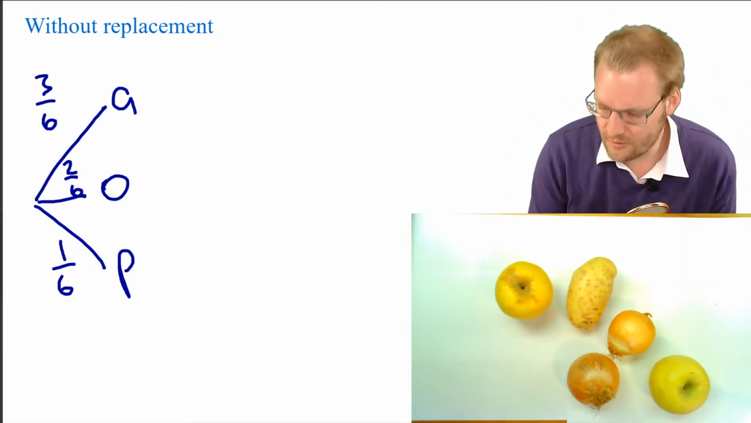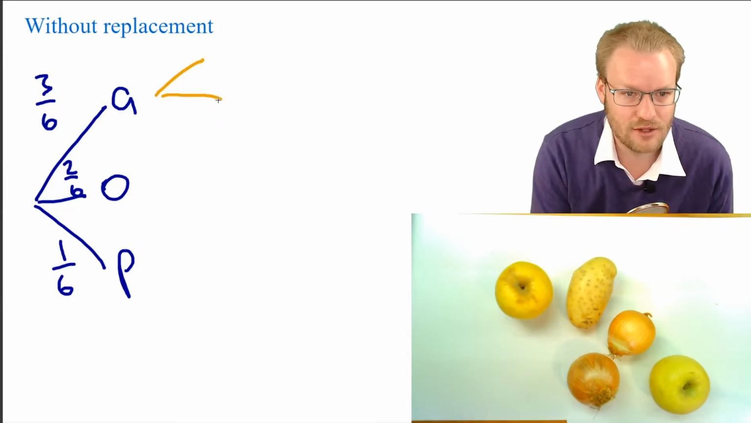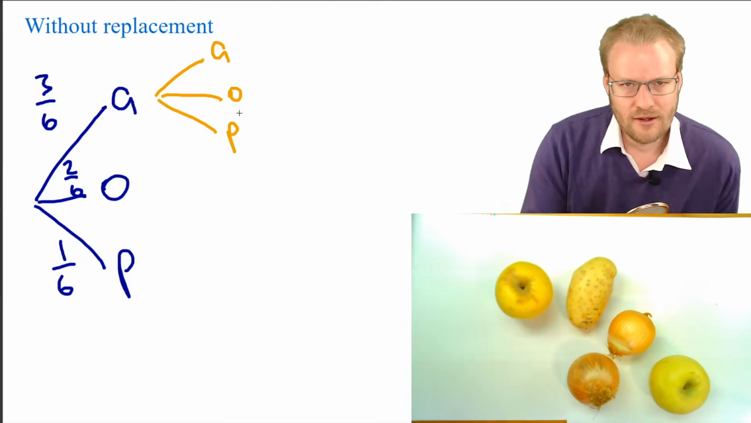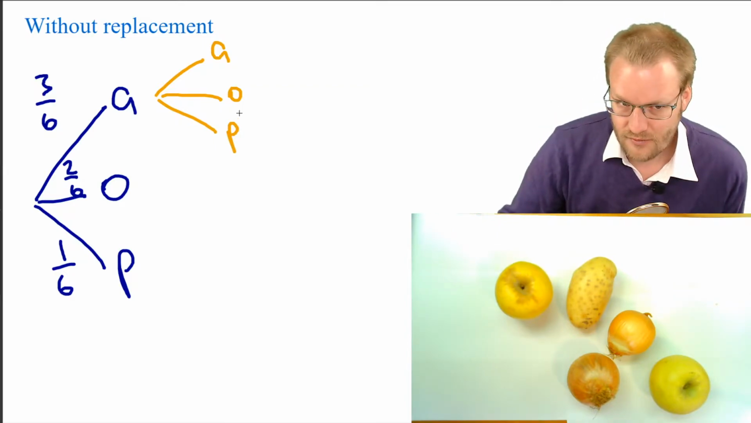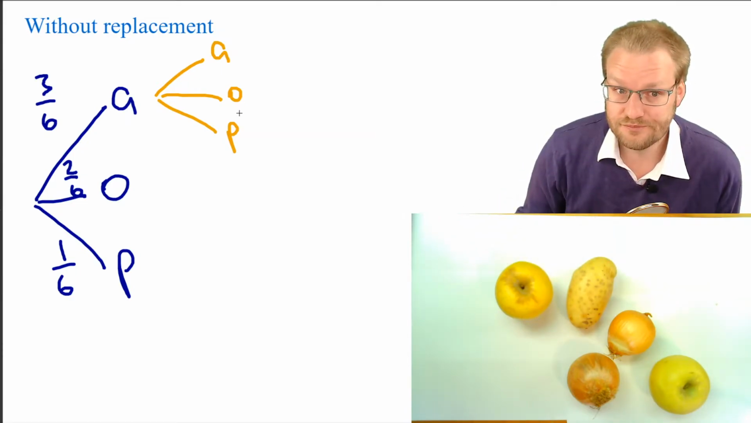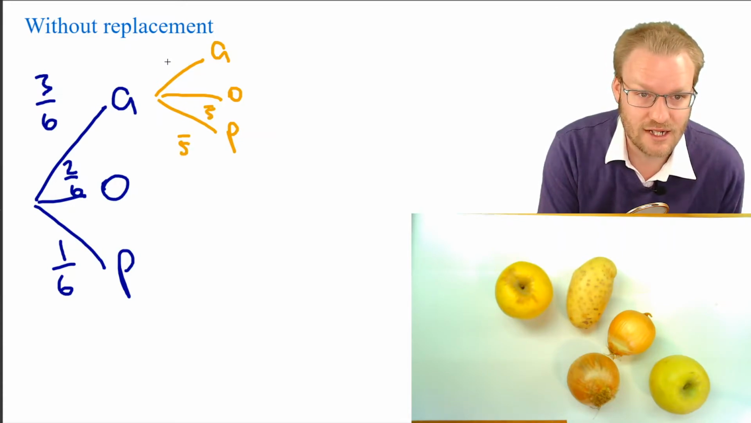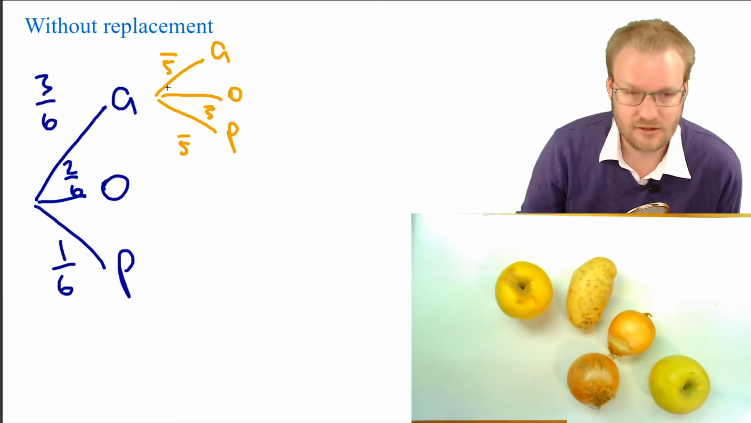What's the probability? What items do we have on the table? Well, we've got apples, onions, and potatoes. Look at our probabilities though. How many things do we have left now on the table? Well, yeah, we've only got 5. So everything is going to be over 5 this time instead of over 6, because there are 5 things.